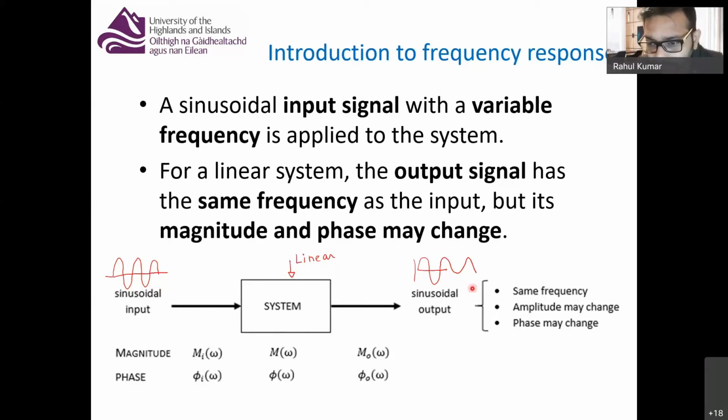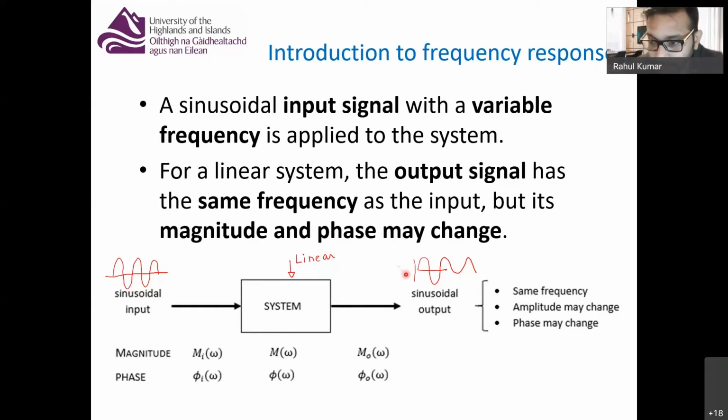Your output signal may have a different amplitude and different phase, but the frequency of the output signal will be the same as your input. If your system is linear, your output will be different in terms of amplitude and phase, but the frequency will be the same as your input signal.